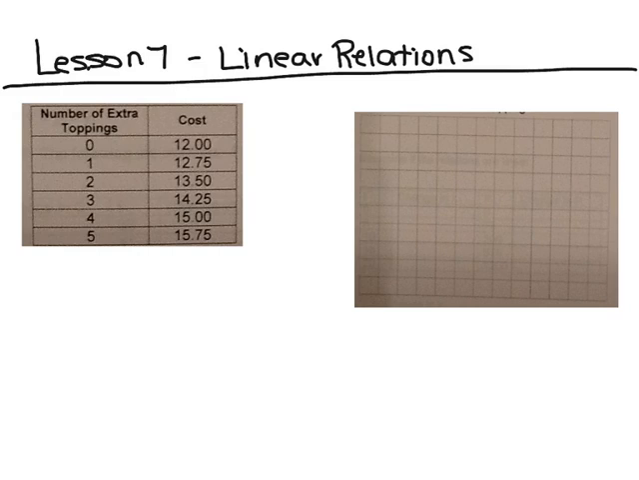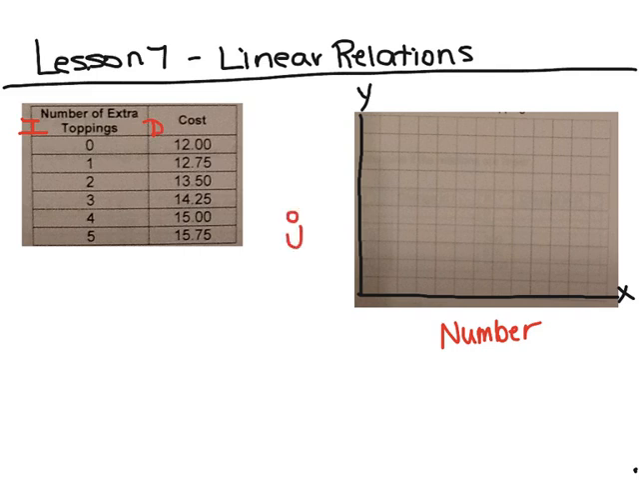Lesson 7, Linear Relations. A linear relation is a relation that is a straight line graph. So we're going to graph this to see if it's a straight line. So we have our y and our x-axis. And we're going to do the number of toppings on the bottom, because that's going to be our independent. And our dependent is the cost. So we're going to plot our points.